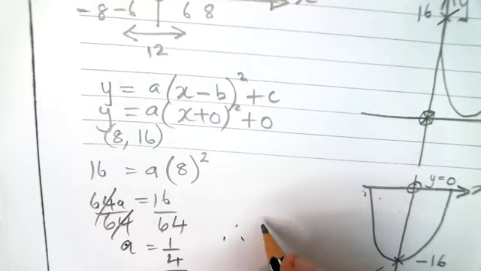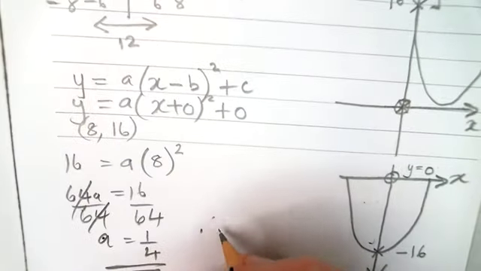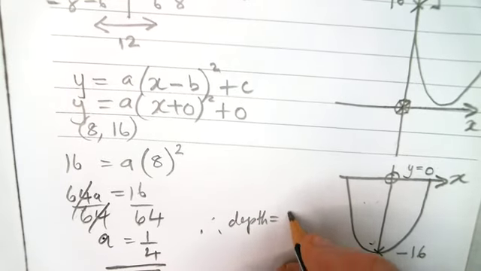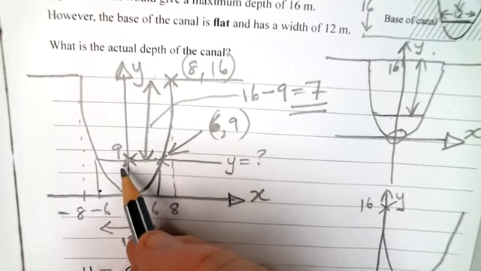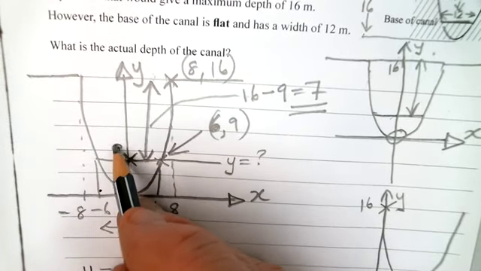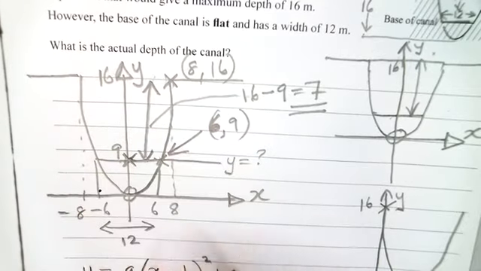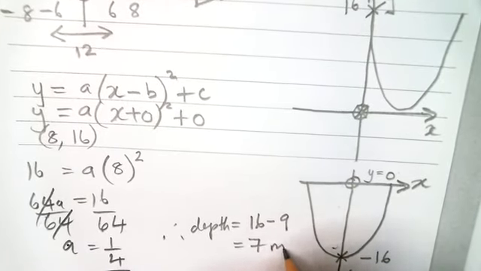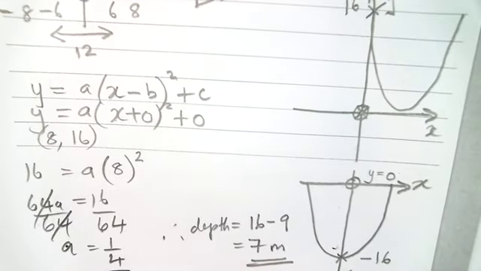So what's it asking for? It's asking for the depth. Therefore, depth is equal to the height, which is 16, minus this point here, which is 9. 16 minus 9 is equal to 7. I'll write the units in, and the answer is going to be 7 metres. So that's how I would solve that. Hopefully that makes sense.